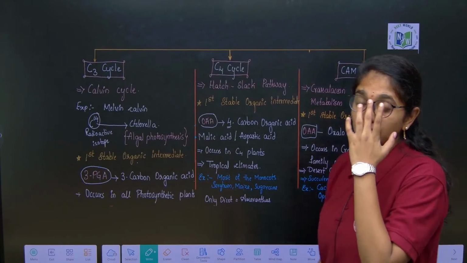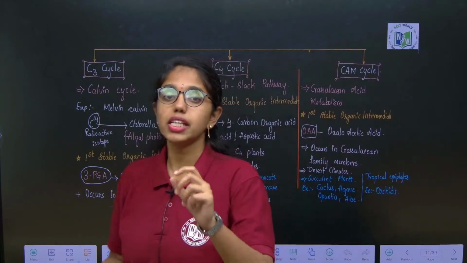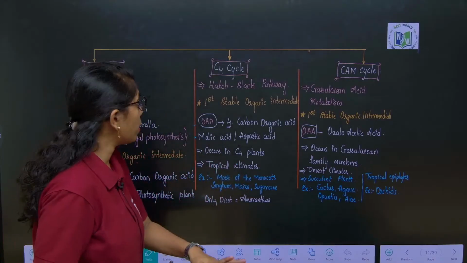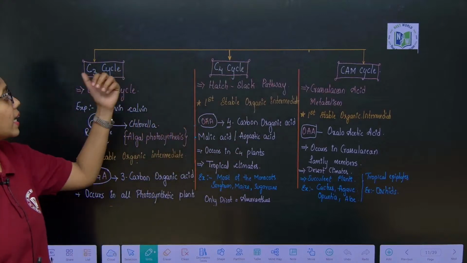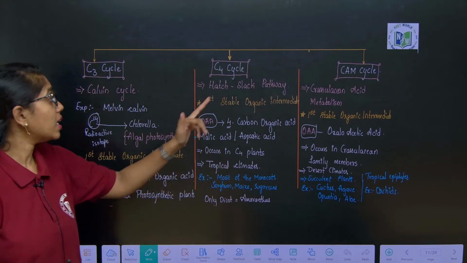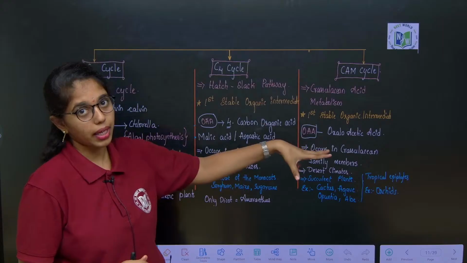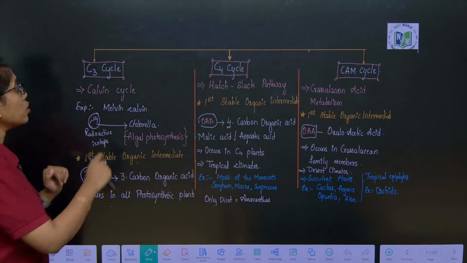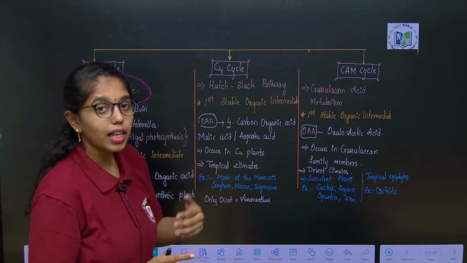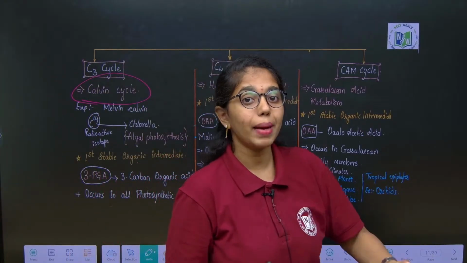And now comes the concept of dark reactions. Here quickly I will tell you what you have to remember. C3 cycle, C4 cycle and CAM cycle. C3 cycle occurs in the temperate plants, C4 cycle occurs in the tropical plants and CAM cycle in the desert plants. C3 cycle is also called the Calvin cycle because it was discovered by Melvin Calvin.